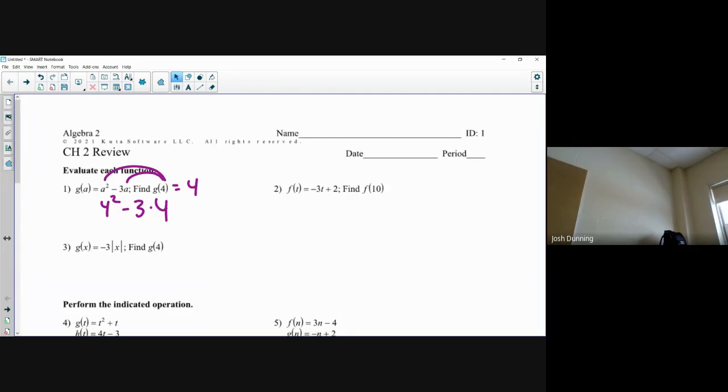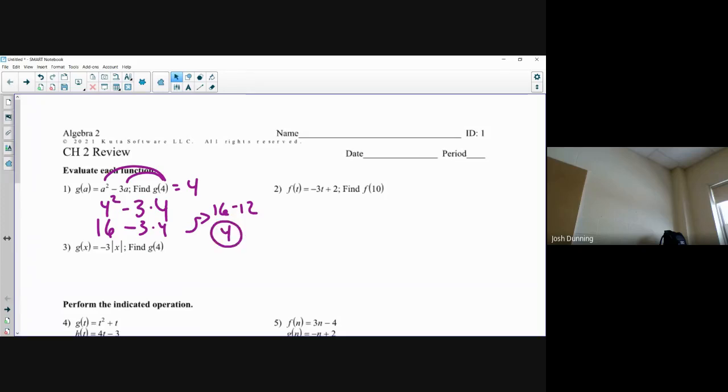If you were to try to do that out, well, there's no parentheses, so E for exponent next, so that'd be 16. And then you would multiply. 16 minus 12 is 4.